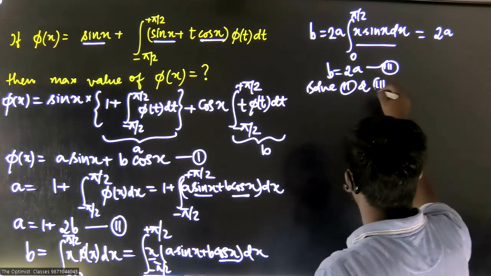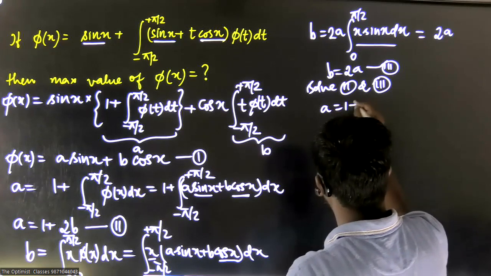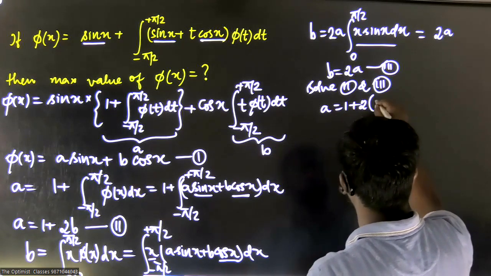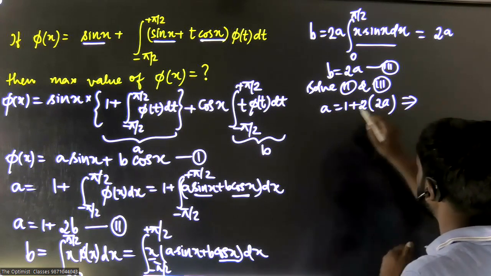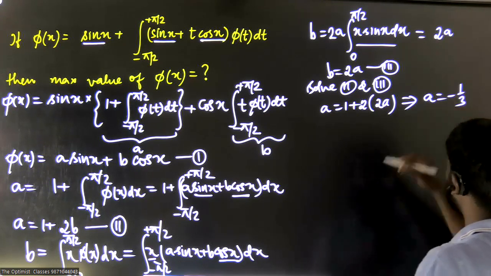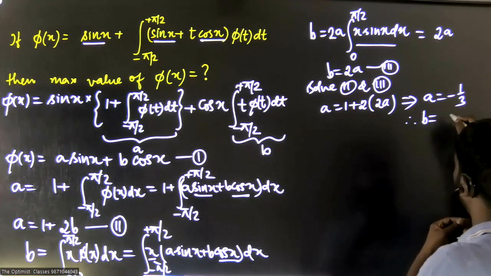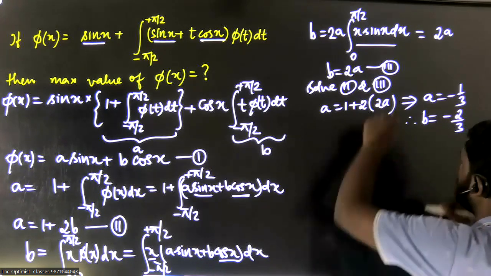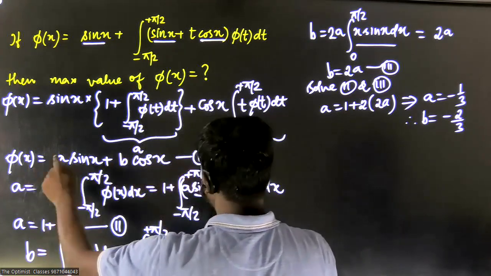If we solve the second and third, we have gotten a equal to 1 plus 2 times, so in place of b I'll write 2a. So this becomes 4a. So from here you get minus 3a is equal to 1, so a is equal to minus 1 by 3. So you can put that here, and therefore you get b is equal to minus 2 by 3. You put the value of a. So we have gotten the value of a and b. So let's put that in equation 1.